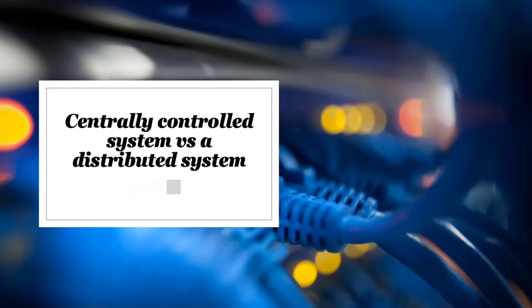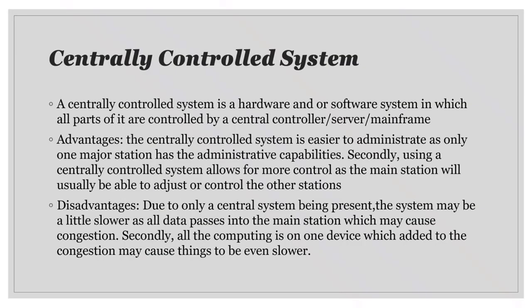So this is centrally controlled system versus a distributed system. A centrally controlled system is a hardware and/or software system in which all parts of it are controlled by a central controller, server, or mainframe. The advantages of a centrally controlled system is that it's easy to administrate, as only one major station has the administrative capabilities. Secondly, using a centrally controlled system allows for more controls, as the main station will usually be able to adjust or control the other stations.